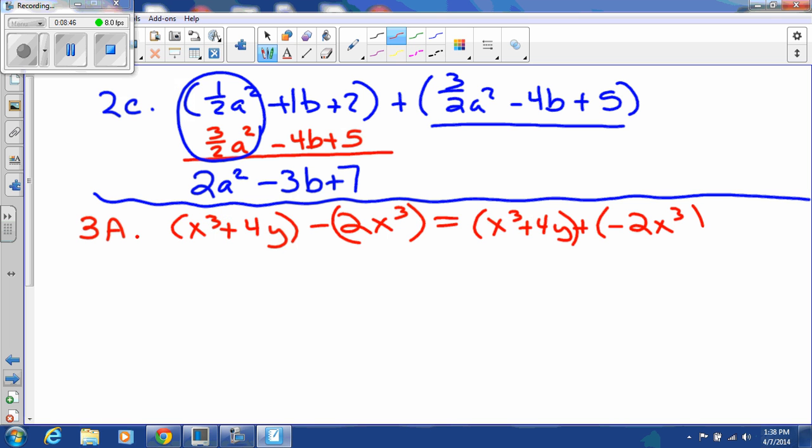Now I simply need to add. 1x cubed minus 2x cubed is equal to negative x cubed. And I'm going to add 4y. It has no like terms to be added or subtracted. So my final answer is negative x cubed plus 4y.